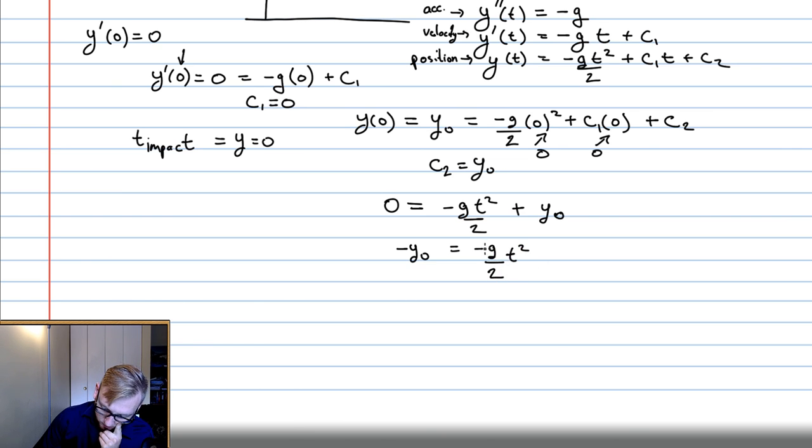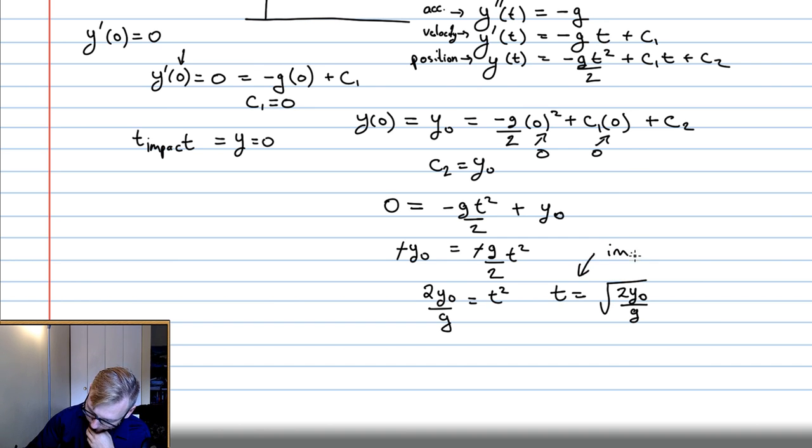Well, we'll cancel out the negatives, because we'll multiply it. And we've got 2y0 over g equal to t squared. So t equals the square root of 2y0 over g. This is our impact time. Of course, we're assuming no air resistance. This is just the standard differential equation.